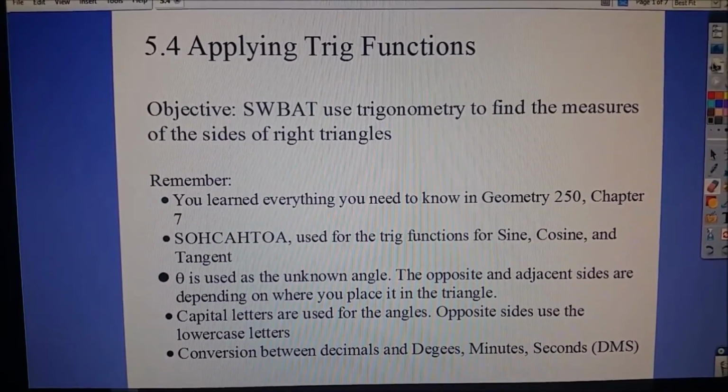Capital letters in a triangle are usually the angles themselves. The opposite sides of those angles are the lowercase version of those letters. So if you got angle big A, then the opposite side is going to be lowercase a. We'll go over that in a couple of minutes. And finally, I just need you to remember, how do you go between decimals and DMS, which is degrees, minutes, seconds.